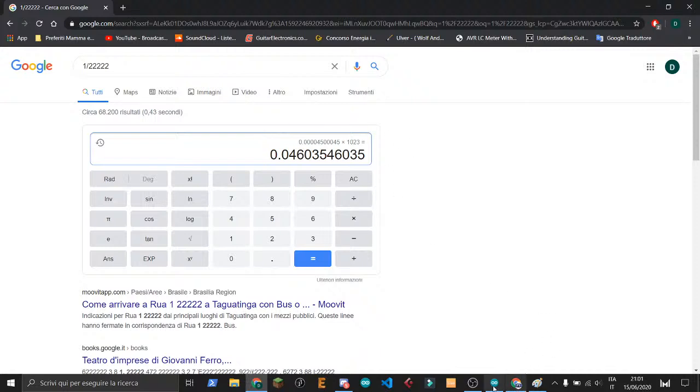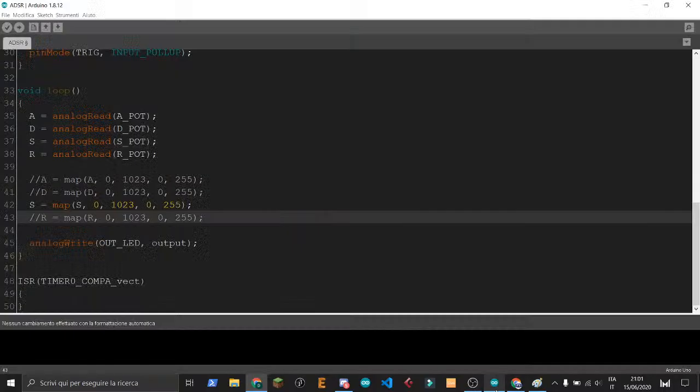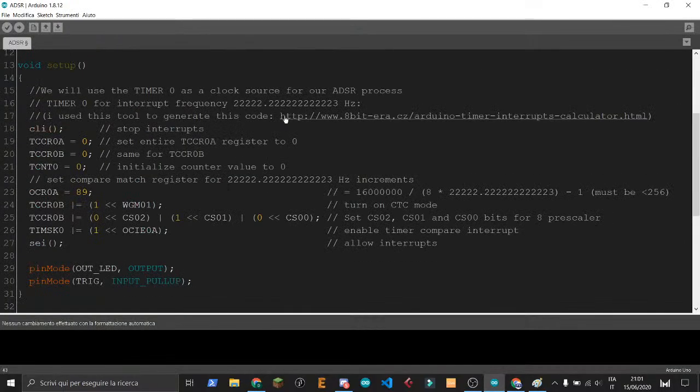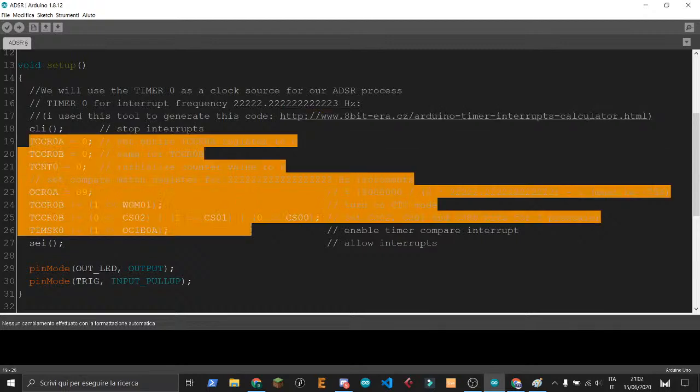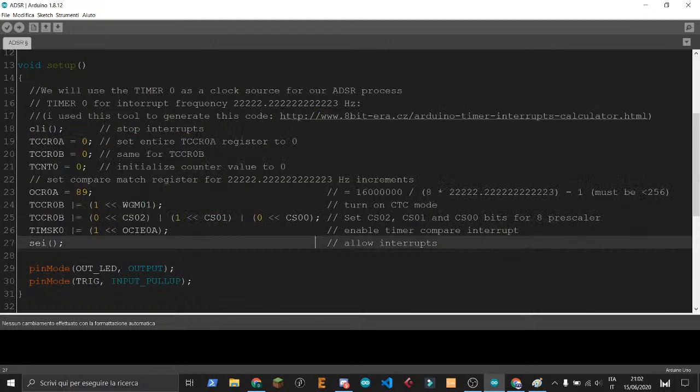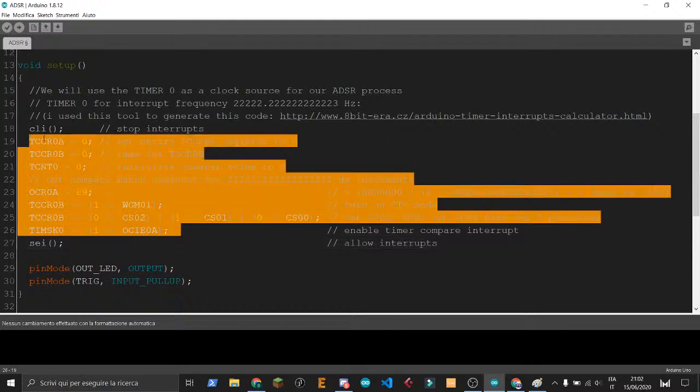It's actually the timer code here. I use a generator to calculate it, because it's impossible to remember everything. I just use a generator.